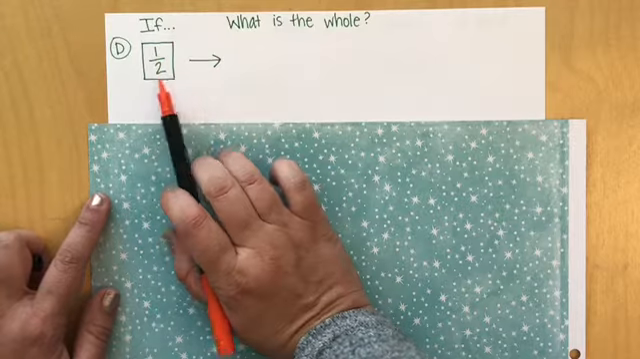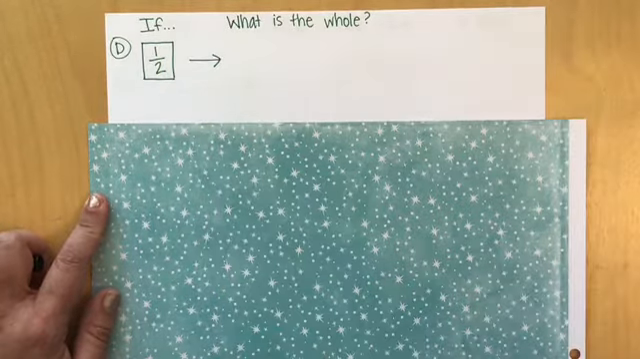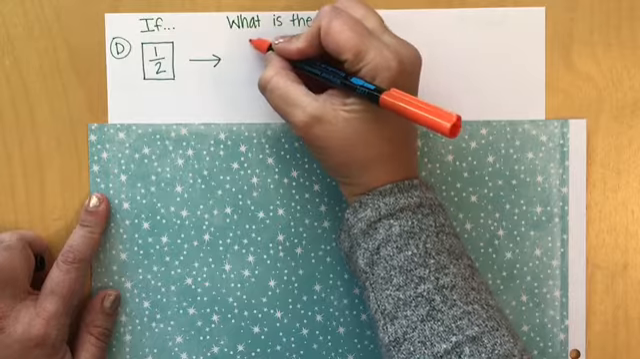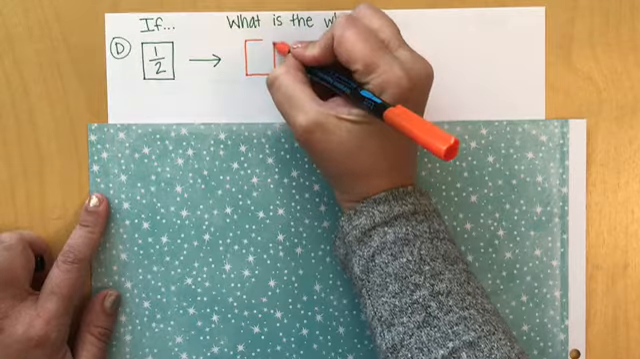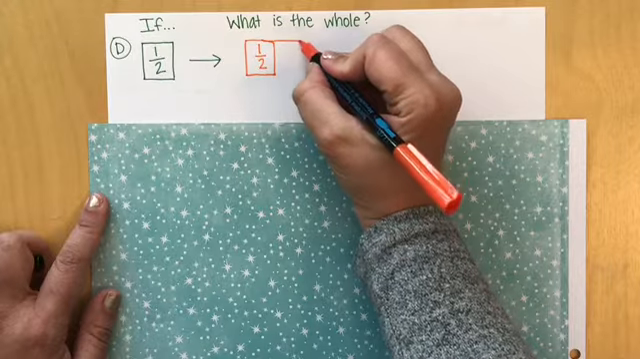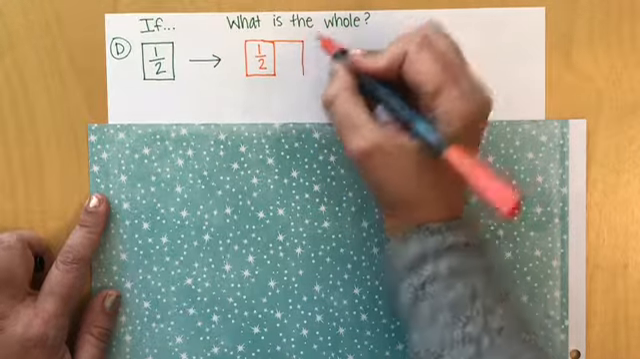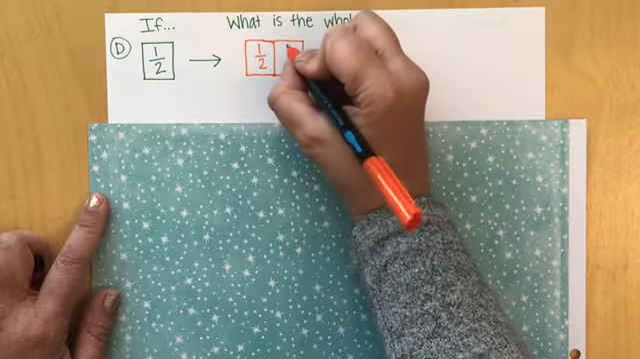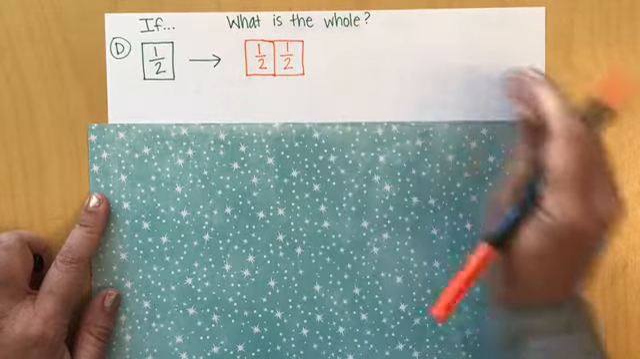So if this is 1 out of 2 pieces, then together let's go ahead and draw 1/2 again to show us the piece that somebody gave us. And let's go ahead and draw another piece exactly the same attached to it. So another copy of 1/2.